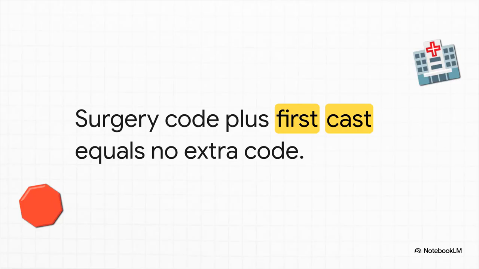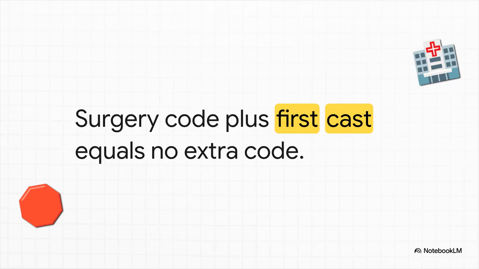Okay, before we even look at a single specific code, we have to talk about the absolute biggest trap that medical coders fall into here. It really comes down to a super simple equation. Surgery code plus first cast equals no extra code. Seriously, the absolute golden rule of casting is this concept of bundling. The very first cast or splint that gets applied during a fracture surgery or reduction is completely bundled into the surgical code.